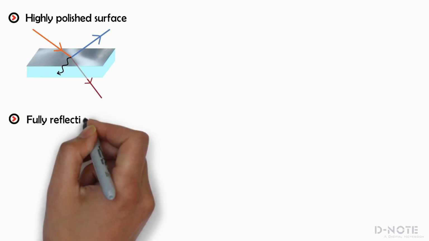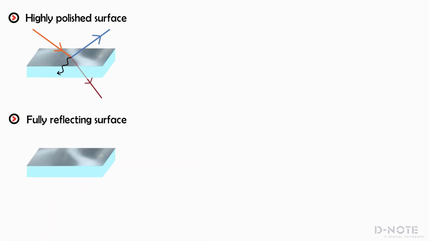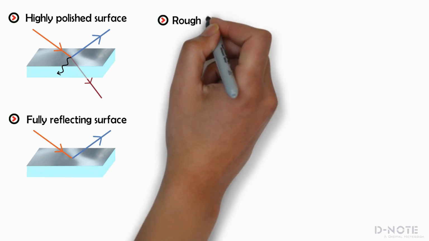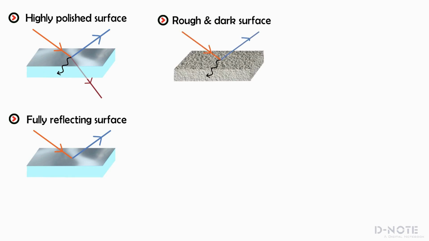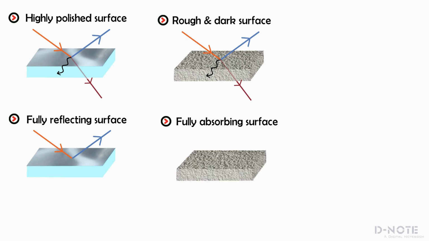And for a fully reflecting surface, no part of the light will get absorbed or transmitted. Instead, all the light will get reflected from the surface. For rough and dark surfaces such as rough walls, almost every part of the light gets absorbed. Some part gets reflected and remaining part gets transmitted. For a fully absorbing surface, no part of the light will get reflected or transmitted. Instead, all the light will get absorbed by the surface.